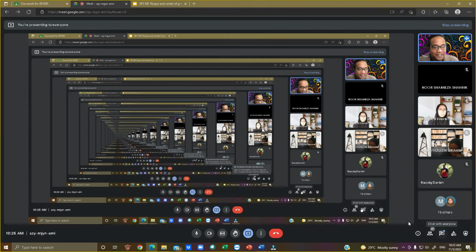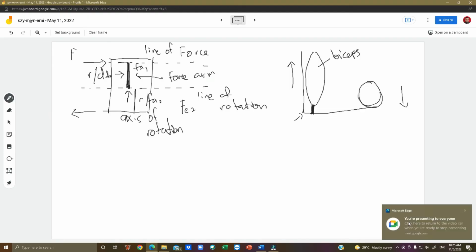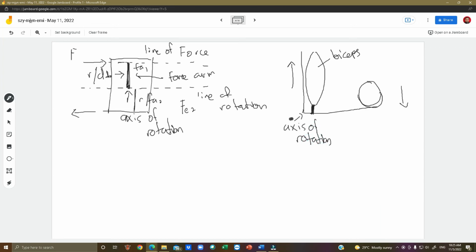This elbow, ni kan? This is actually the axis of rotation. Now can you see torque? F1, resistance is always weight. F2 works in different condition. Can you see this one? Nampak tak? Can you see the torque?